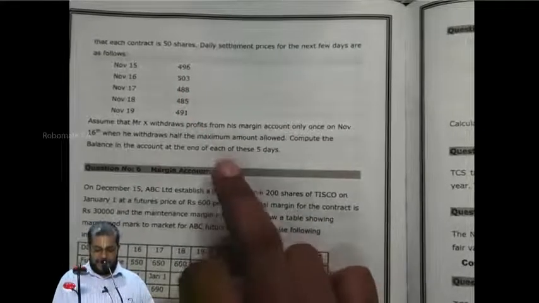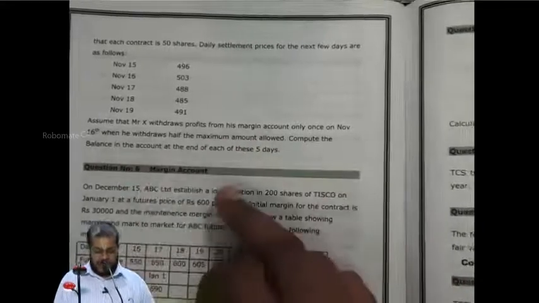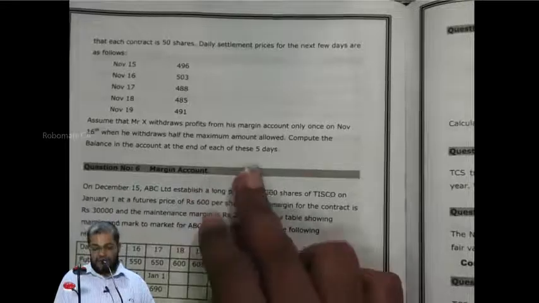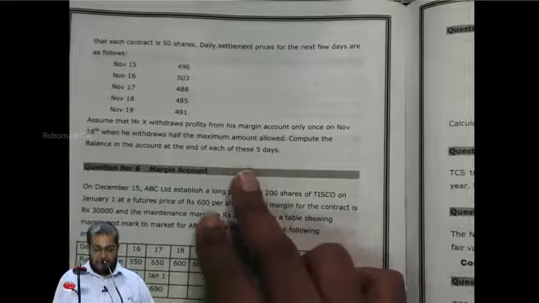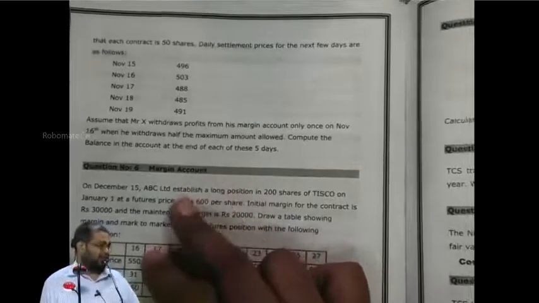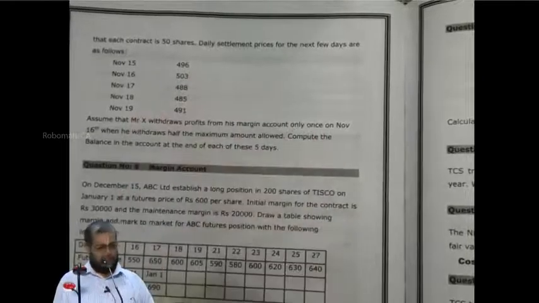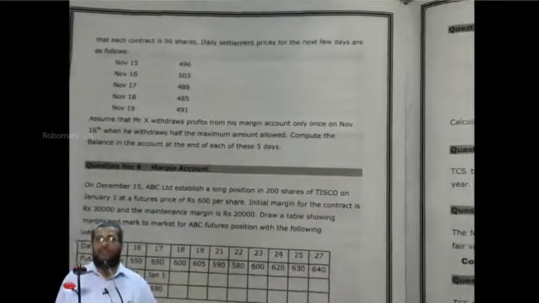Assume that Mr. X withdraws profit from his margin account only once, on November 16, when he withdraws half the maximum amount allowed. Compute the balance in the account at the end of each of these 5 days. That is the question they are asking you to do. Just go through the problem before I start with the solution. Please go through the question quickly.